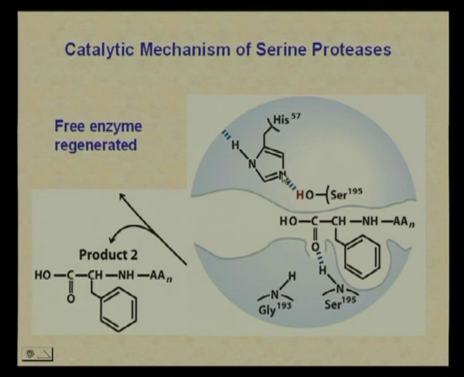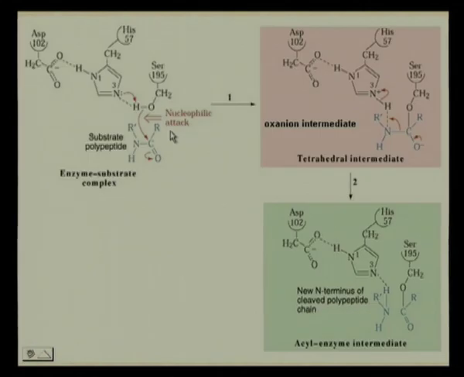or serine, so that chymotrypsin is regenerated. So, basically this is a summary of what has been done here. So, what is aspartic acid 102 doing? It is just holding the histidine in place.